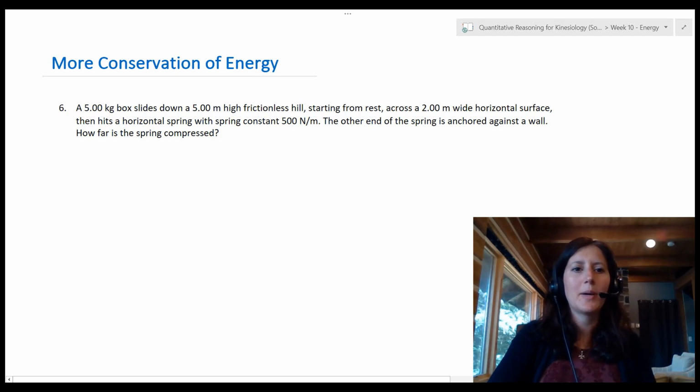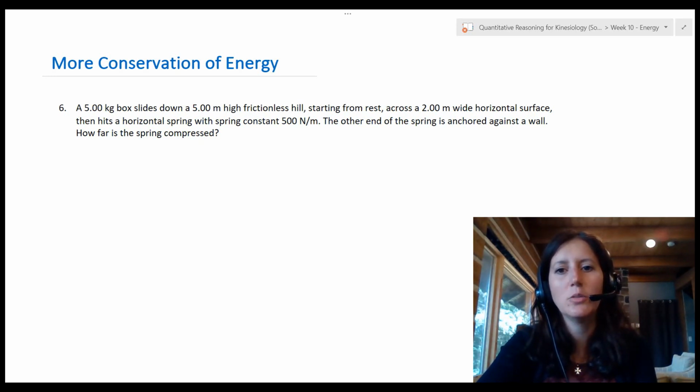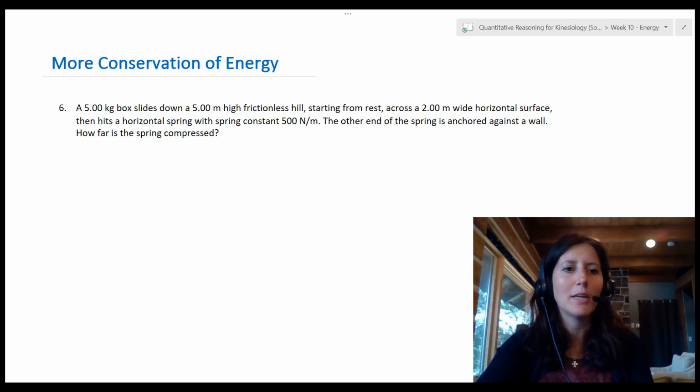All right, let's do another question here. We have a 5-kilogram box sliding down a 5-meter high frictionless hill starting from rest across a 2-meter wide horizontal surface, and then it hits a horizontal spring with a spring constant of 500 newtons per meter. The other end of the spring is anchored against a wall. How far is the spring compressed?